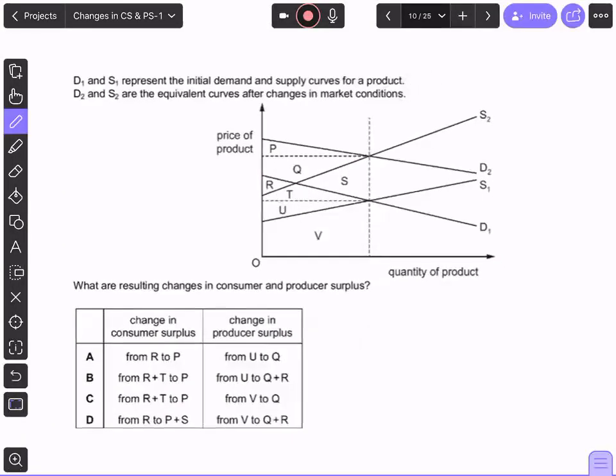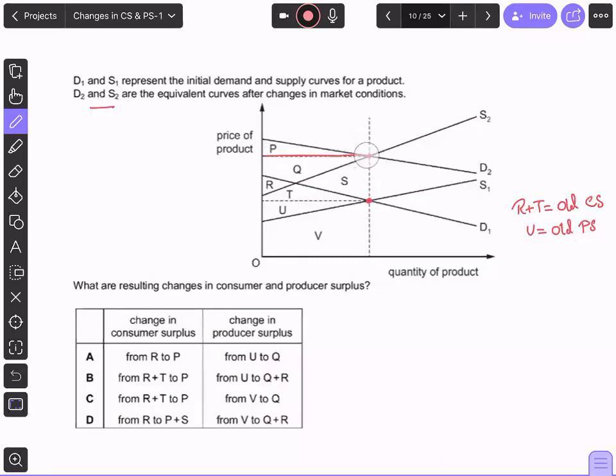D1 and S1 represent the initial demand and supply curve for a product. So D1 and S1, this is your initial market, which means पहले आपके पास R plus T था, old consumer surplus, and U was old producer surplus. What are the resulting changes in the consumer and the producer surplus? Now D2 and S2 are the new demand and supply curves. So आप supply curve ये हो गया.